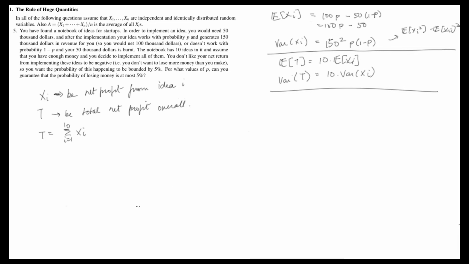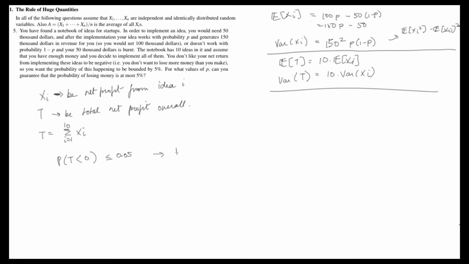Alright, now that we have this, let's try to see with what probability each of our ideas needs to be successful to make sure that we net a positive amount with greater than 95% probability. I muddled those words, but I'm just restating the question. So we want the probability of T less than 0 to be bounded by 0.05. We want to lose money with probability less than 0.05.